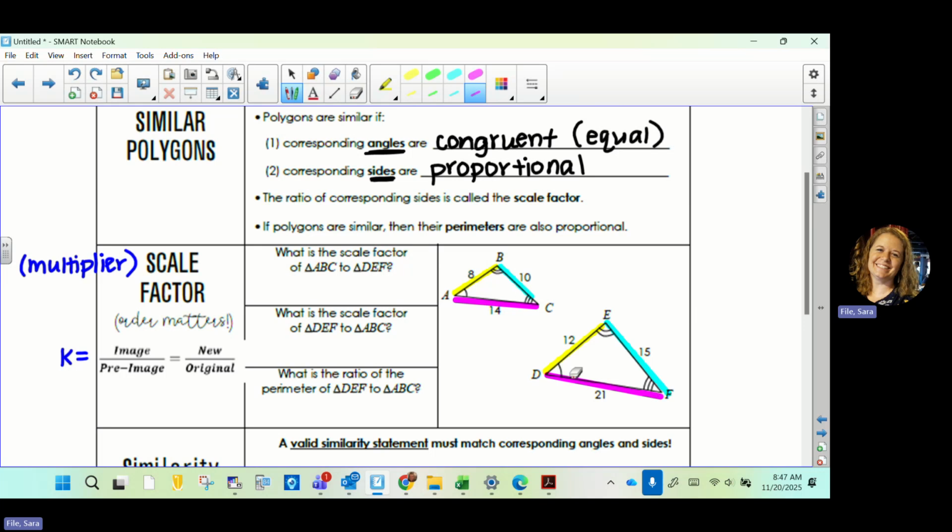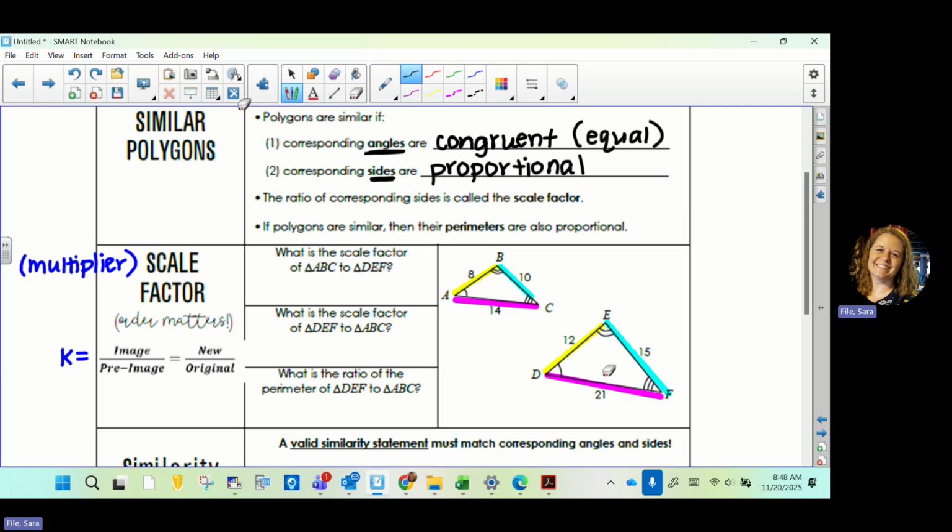This is just a dilated image. This is the original image and it was blown up. It was enlarged using a scale factor. It was dilated. That's what we practiced on Monday, was dilation. So now they want to know, what was it dilated by? So we're going to take any of those corresponding sides and divide new divided by old. Now they tell us here, ABC to DEF. So they're saying ABC to DEF. So ABC is the original or old and DEF is the new.